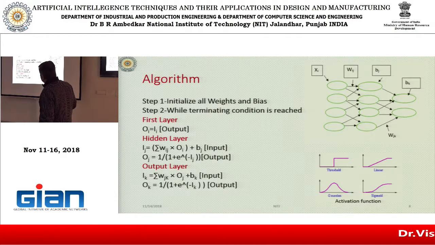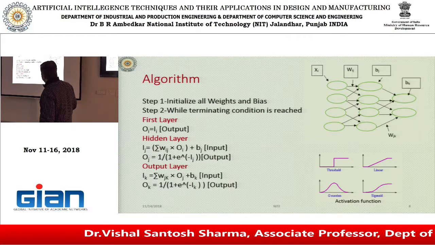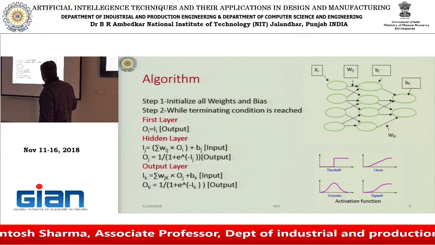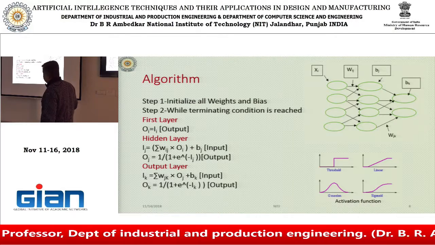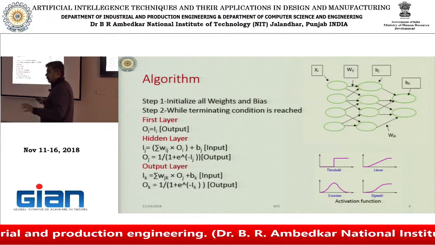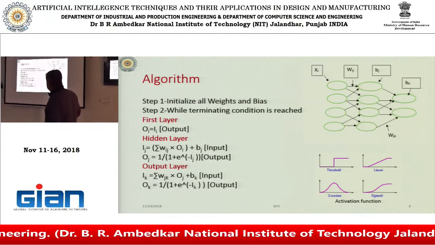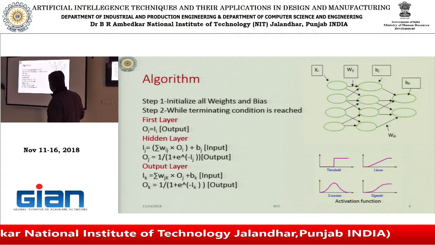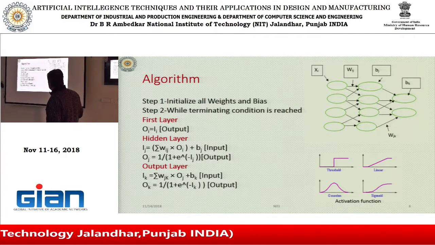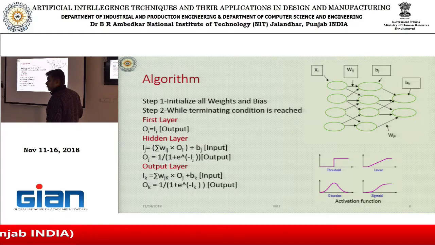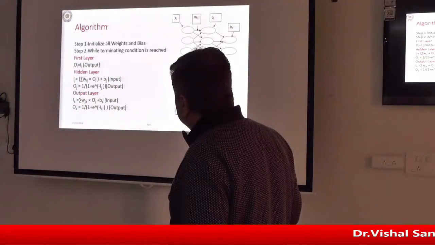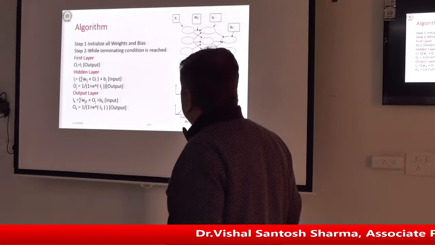Weight multiplied by the output of this, and the weight is added. So this is my input here at the hidden layer. Input to this neuron is weight multiplied by the output of this plus the bias which I have on this layer. So this is my input. So what is the output?